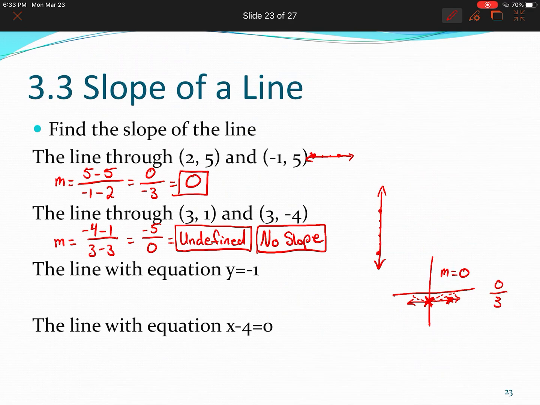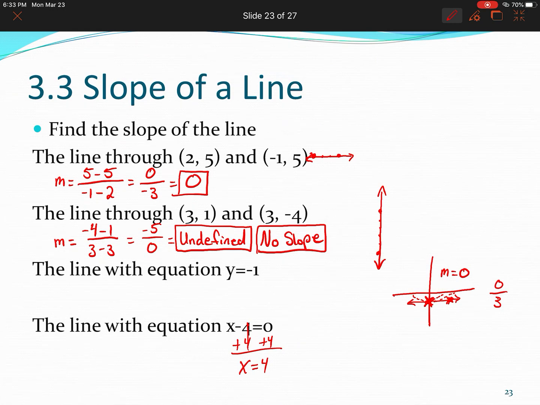Now, on the next one, the equation is x minus 4 equals 0. And I told you that if the equation only has one variable, solve for that variable. So in this case, we're going to add 4 to each side of this equation. And we're going to get the equation x equals 4.